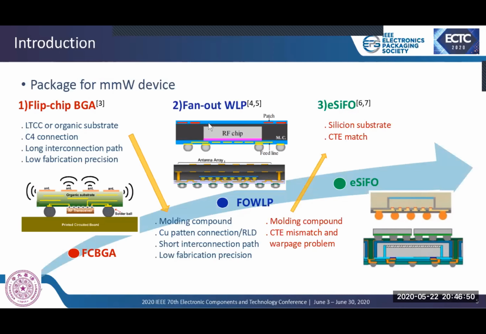However, in traditional fan-out package with molding compound, the warpage problem is a great challenge due to the coefficient of thermal expansion difference of chip and molding compound. To solve this problem, the embedded silicon fan-out technology proposed by Daquan Yu et al. is one of the potential solutions. EC4 technology uses a silicon substrate to embed chips. Since the coefficient of thermal expansion of dies is the same as the silicon substrate, there is little warpage problem.